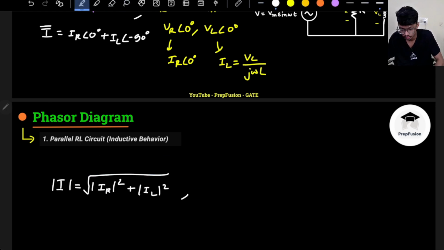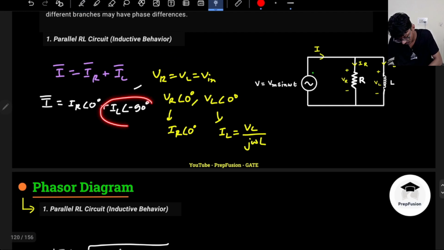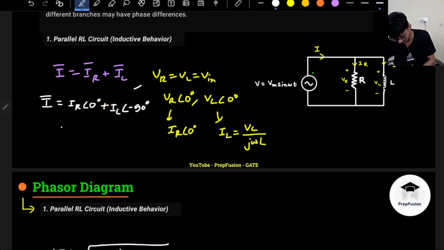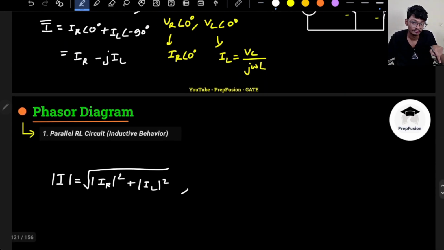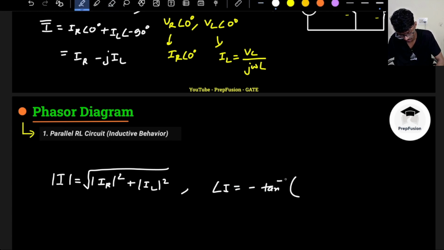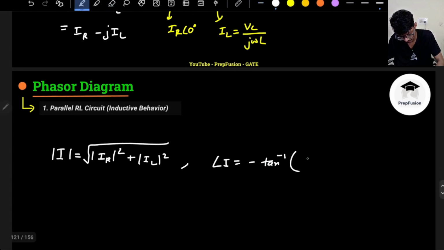What about the angle? In which quadrant am I lying? So this I can write like this: IR minus j IL. IL is just the magnitude, so it will be positive. So I am lying in the fourth quadrant. If I am lying in the fourth quadrant, then my angle of I will be minus tan inverse of IL over IR. IL is the magnitude.